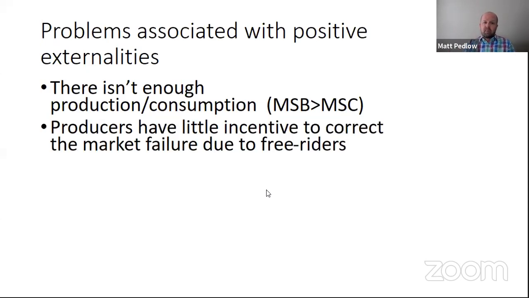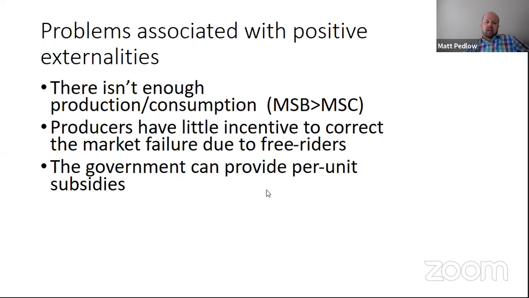Number two, producers have little incentive to correct because of something that we are going to spend Monday talking about, which you'll really enjoy. Free riders are wonderful to talk about. Some of you might look at some of your friends and say, I've always known what you were. I didn't know what the term was, but you are a free rider. That might come up. So they have little incentive to correct the market failure. We've already talked about this. Number three, the government can provide what we call per unit subsidies.